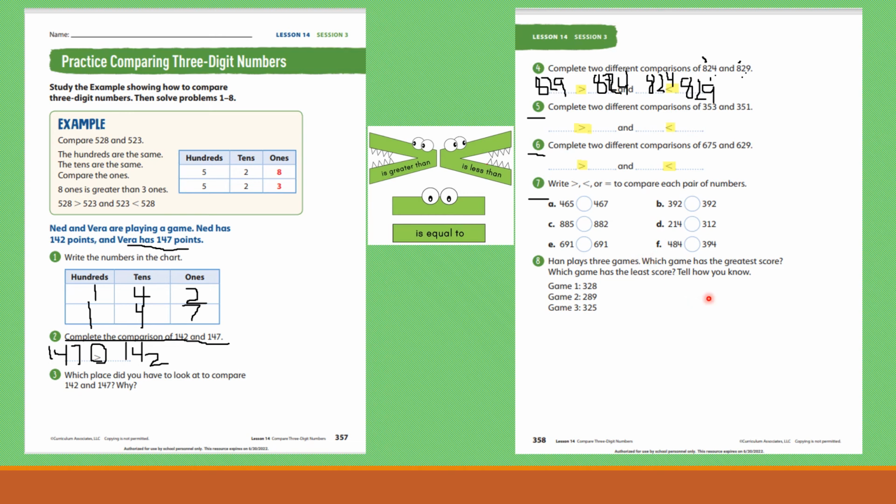What do they want you to know? What do they want you to answer? They want you to answer who has the greatest score, who has the least score, boys and girls. That's going to be a 3-point question. Tell which game has the greatest score is 1 point. Tell which game has the least score is the second point. Tell how you know is the third point. So look at these and compare the ones, the tens, and the hundreds and answer those 3 questions.